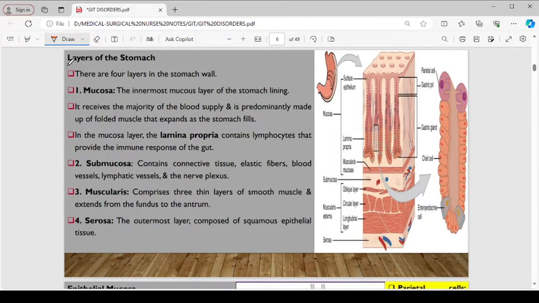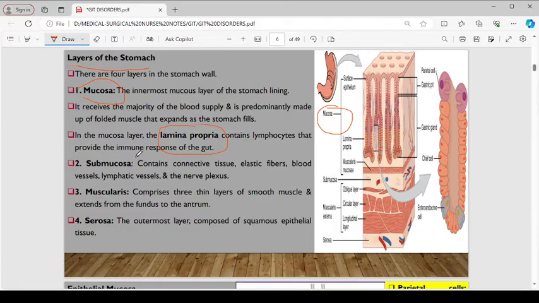We have layers of the stomach, right? The stomach has 4 major layers, starting with the mucosa, then submucosa, muscularis, and serosa. For the mucosa, this one is the innermost layer of the stomach. It receives the majority of the blood supply and is predominantly made up of folded muscles that expand as the stomach fills. In this mucosal layer, we have a component we refer to as the lamina propria, and this lamina propria contains lymphocytes that provide the immune response of the gut.